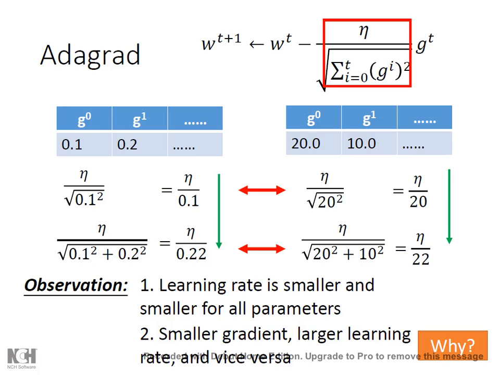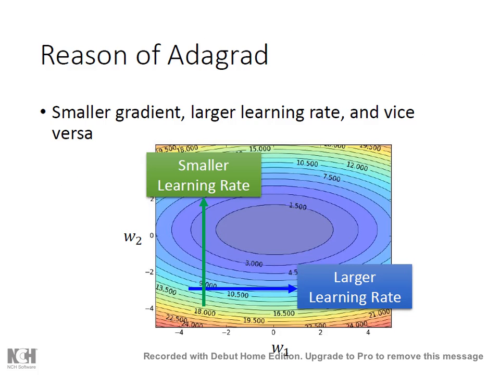So, some observations: I have mentioned a smaller learning rate for larger gradients, and a larger learning rate for smaller gradients, and vice versa. So it's a very easy idea called adaptive gradient. Okay, any problems? Okay, so here you see.